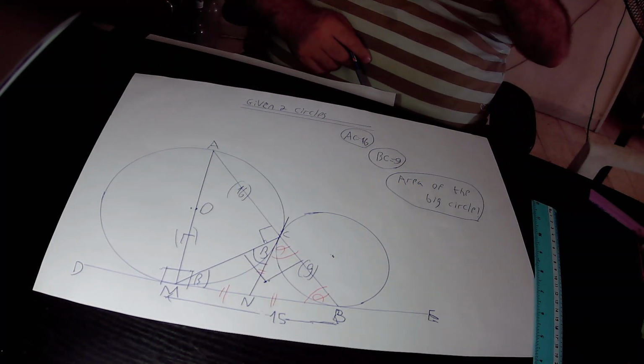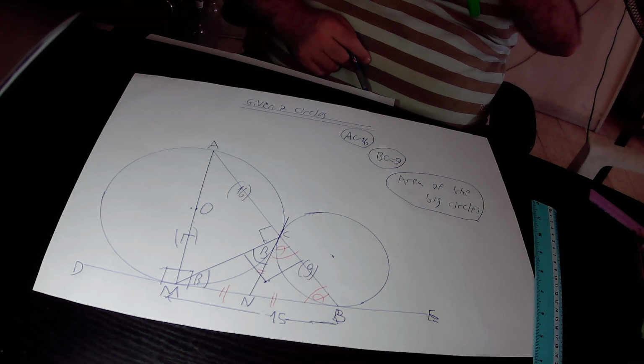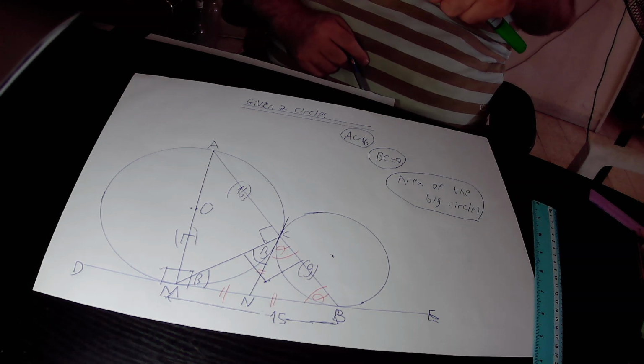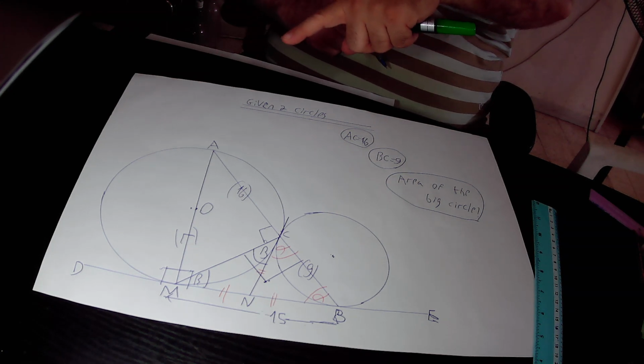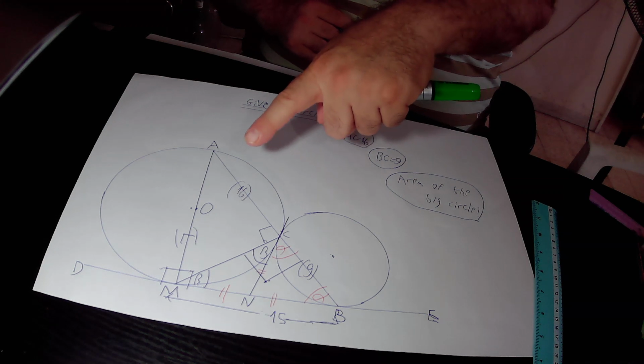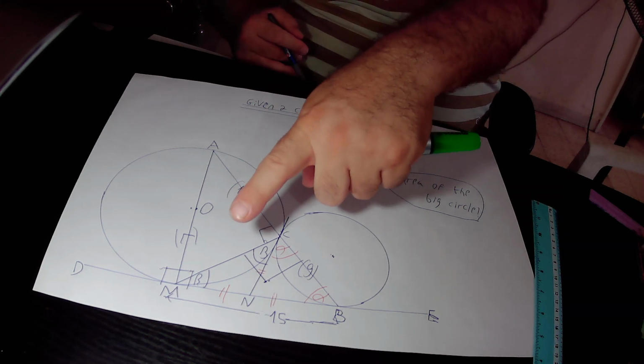We know that the center of any circle must be located on the diameter of the circle. And therefore, the center of this circle must be located on the diameter AM.